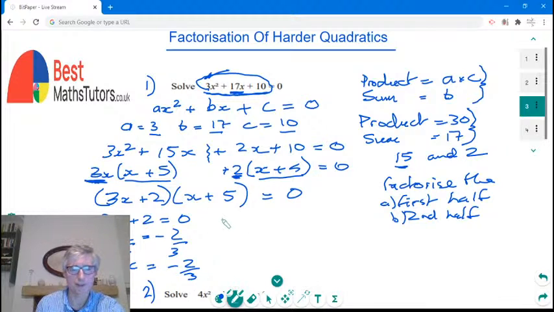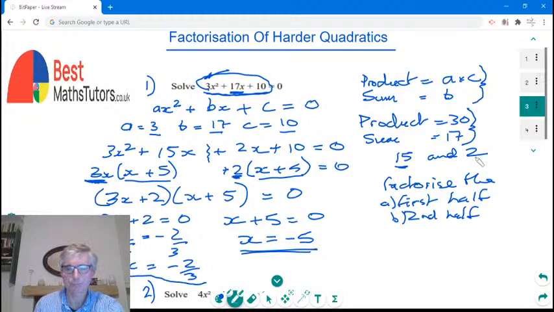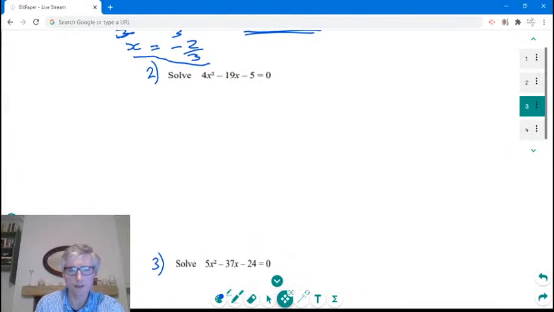And my second solution is from the second bracket, which is x plus 5 equals 0. So we can say that x equals minus 5. So there are two solutions. So now I'm going to move on to a slightly harder one.